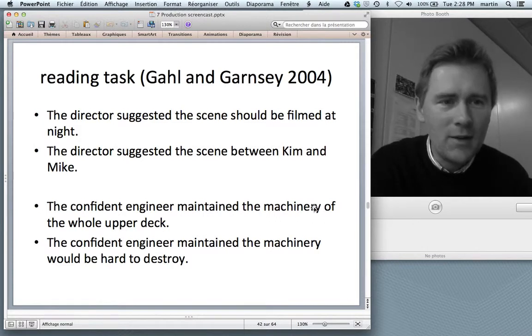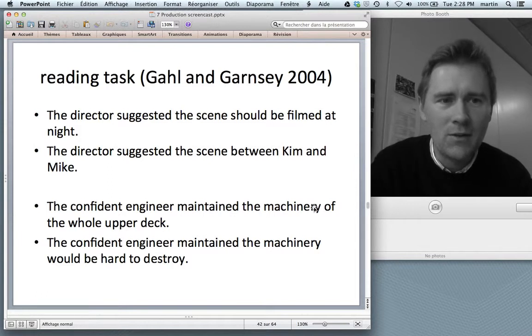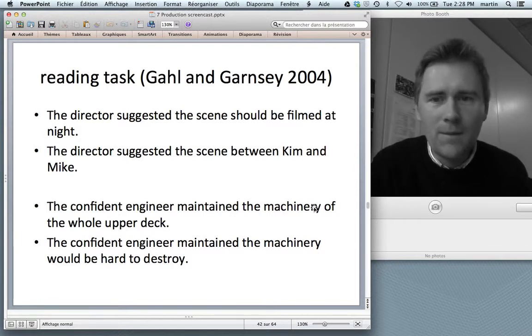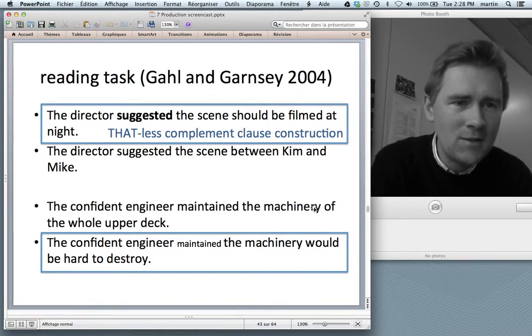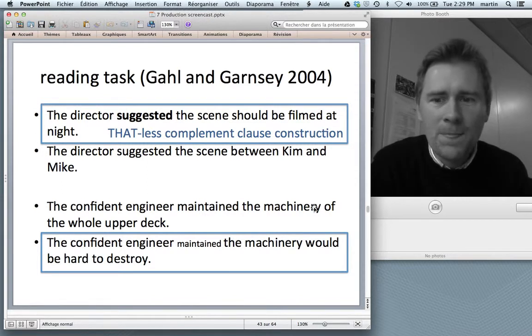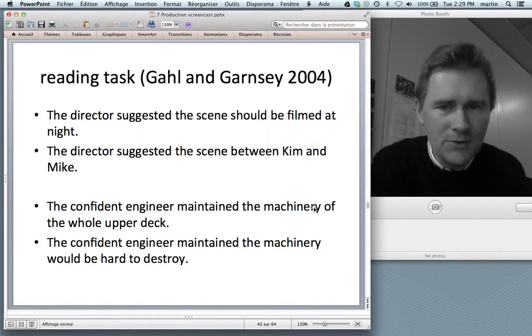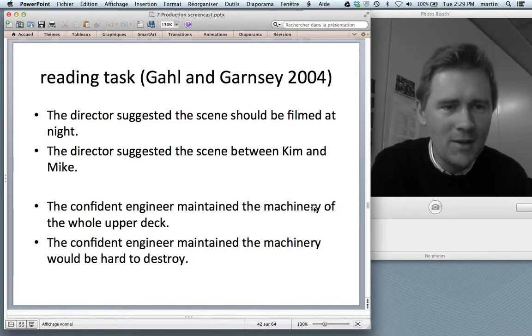Here, it turned out that speakers produced the verb suggested shorter in one sentence than in another. Can you guess which one? Well, actually, in the first one, production times were shorter. And why should this be? Well, it's because suggest very frequently occurs in this kind of construction with a that-less complement clause. The director suggested, and then a clause. If we look at the other two examples, the confident engineer maintained the machinery of the whole upper deck, and the confident engineer maintained the machinery would be hard to destroy. It's exactly the other way around.